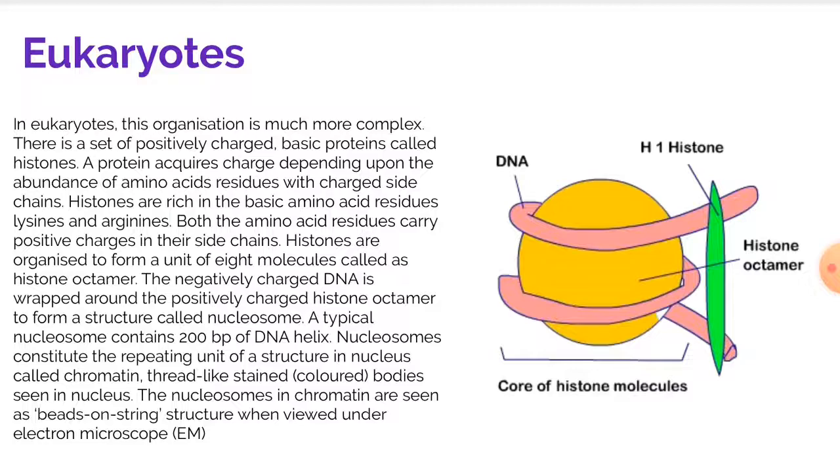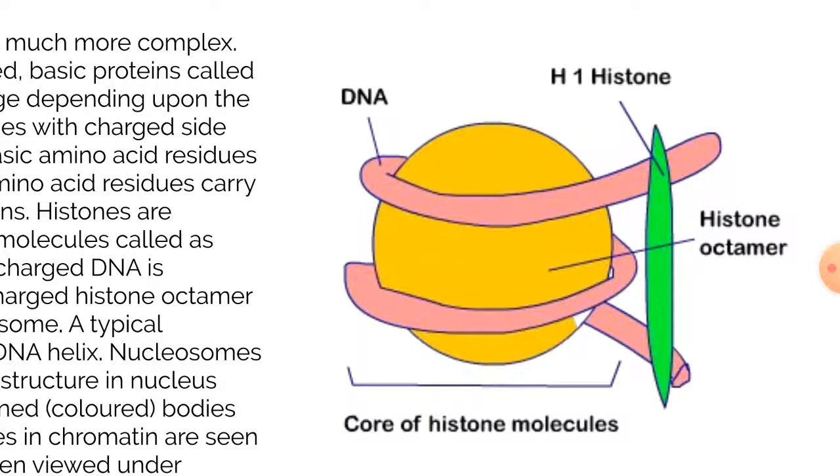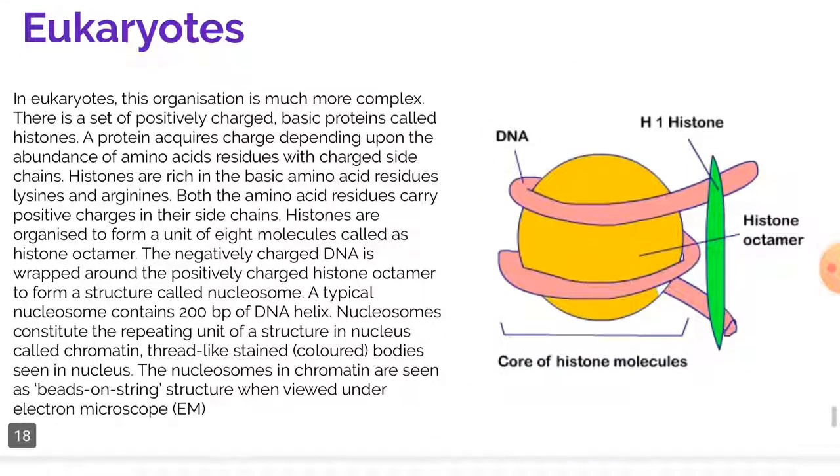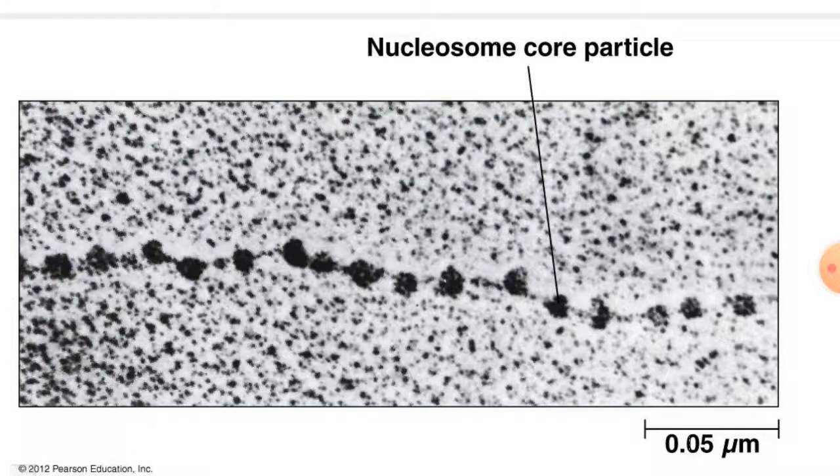The nucleosomes constitute the repeating unit of a structure in the nucleus which is known as the chromatin thread. Thread-like stained bodies appear in the nucleus. So it gives the appearance of beads on a string when we look at it in the electron microscope. So here in your diagram you can see the histone octamer, and this is the core of the histone molecules. DNA is wrapped around it, because DNA has negative charge and the histone molecules have positive charge. This is the electron microscopic view of the nucleosomes, which shows the beaded structure, beads on a string.